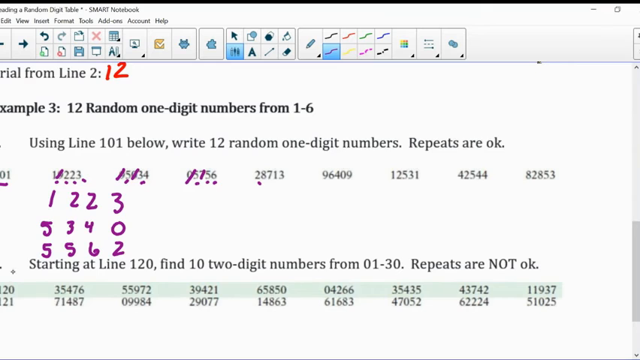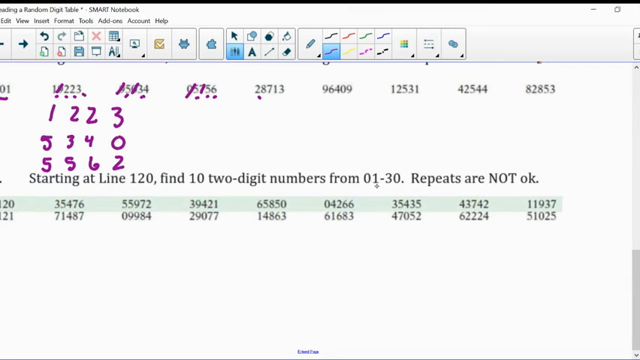Okay. All right, so now starting at line 120, we're going to find 10 two-digit numbers from 01 to 30. And now this time it's saying repeats are not okay. So looking at line 120, 10 two-digit numbers. Well, 35 is over 30, so it doesn't count. 47 is over 30, it doesn't count. 65 does not count. 59 still doesn't count. 72 doesn't count. 39 doesn't count. 42. Oh, finally, we got 16.